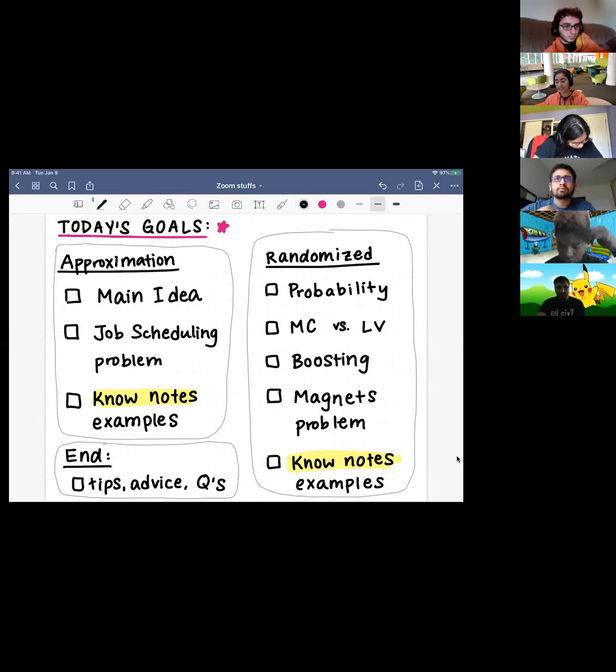Then for randomization, we're going to review some probability stuff, recall the difference between Monte Carlo and Las Vegas algorithms, what boosting is. We're going to do a randomized algorithm example, the magnets problem. And again, we're going to super emphasize knowing the notes really well, knowing the concepts really well. And at the very end, we'll have time if you want to talk about tips, advice, any questions at all. And we'll stop for questions throughout the whole thing.